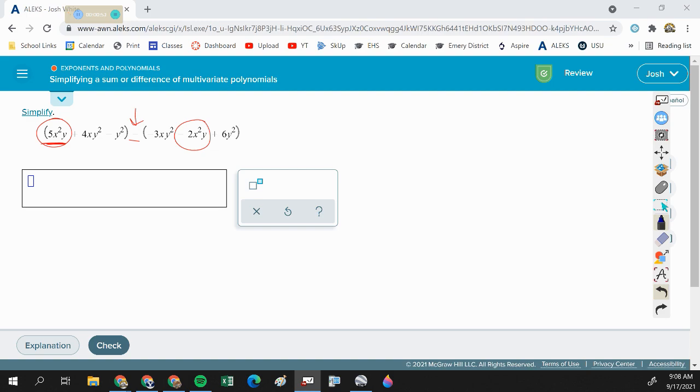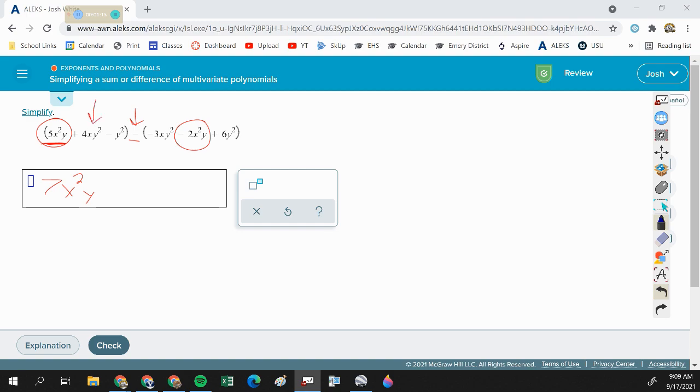How do you subtract the negative? You make it a positive. So it's saying we're going to take 5 and we're going to go the opposite of negative 2. So the opposite of negative 2 is the same as plus 2. So we would get 7x squared y. Okay?